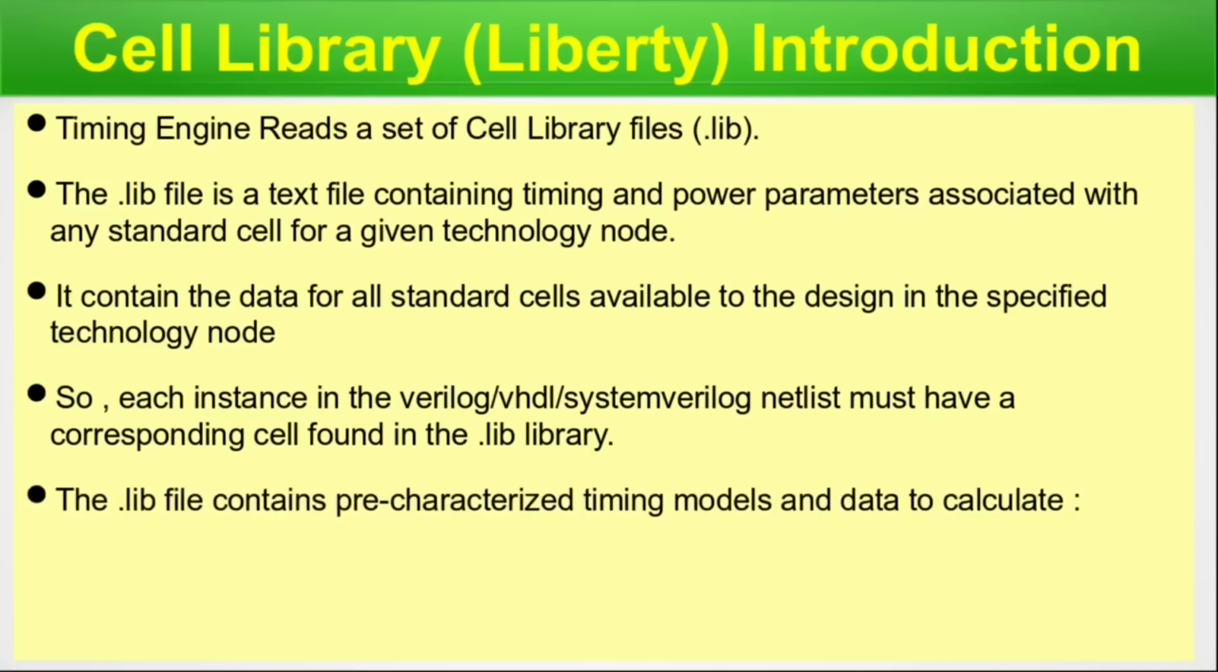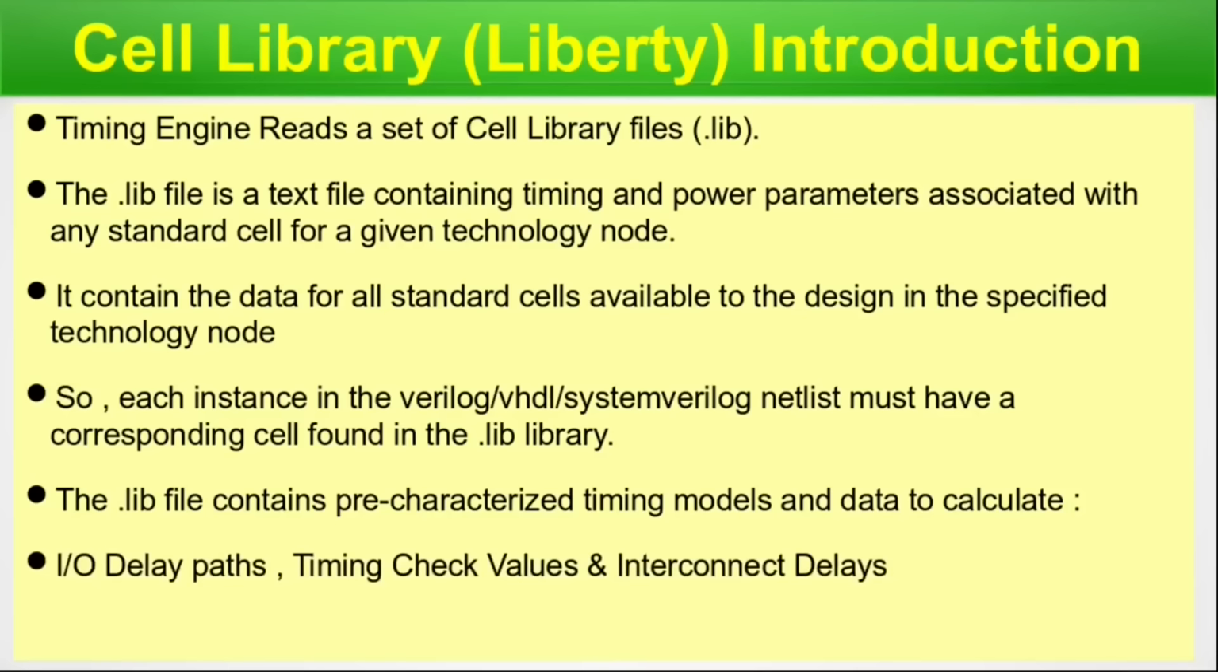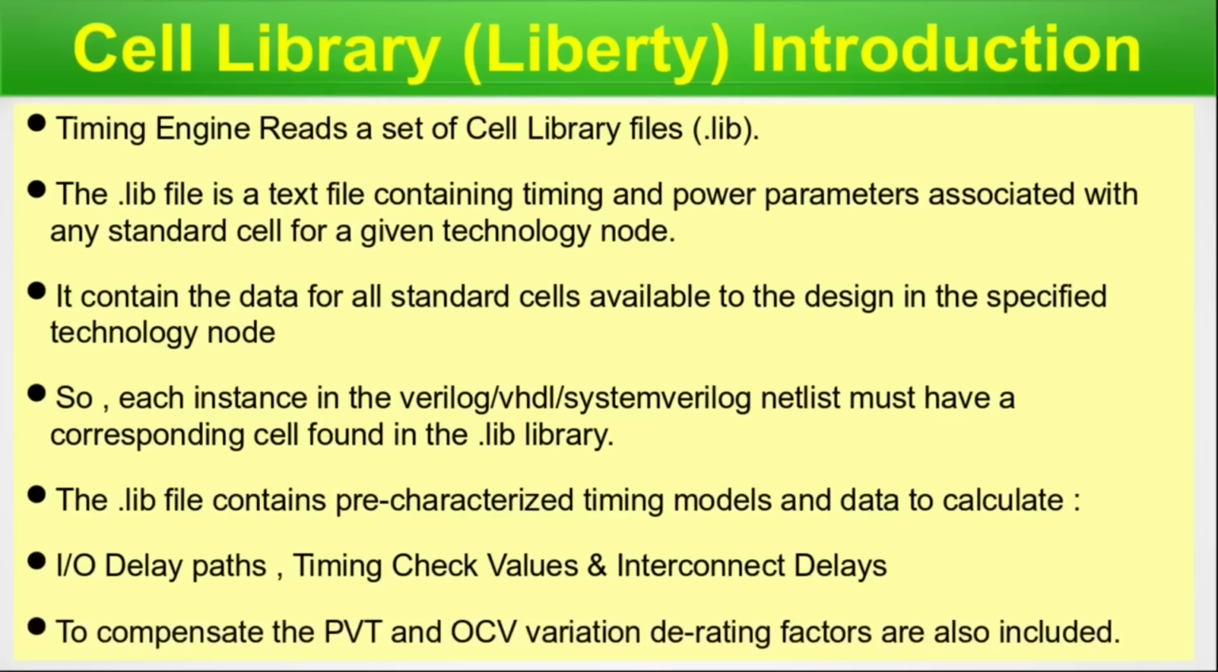The .lib file contains pre-characterized timing models and data to calculate IO path delay, timing check values and interconnect delays. So whatever data we have in the .lib file, they can calculate all these things. To compensate for the PVT and OCV variation, derating factors are also included. I have already explained PVT and OCV variation separately in detail in some of the previous episodes. So when this variation happens, we include derating factors so that we can actualize the PVT and OCV variation inside the static timing analysis. We are done with this particular slide, so let's move on.